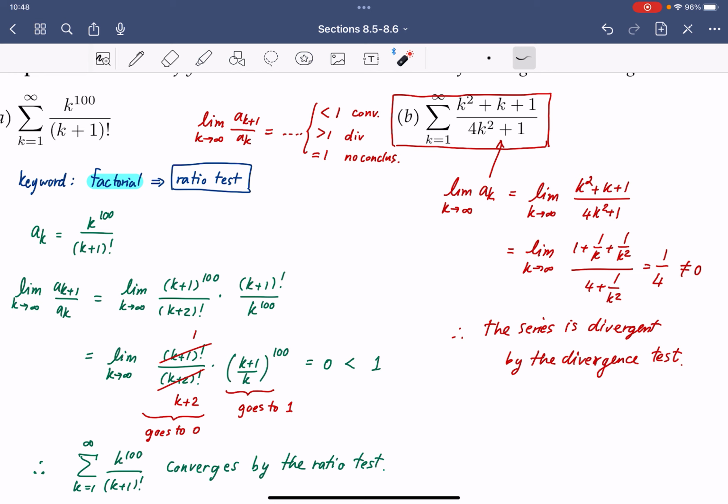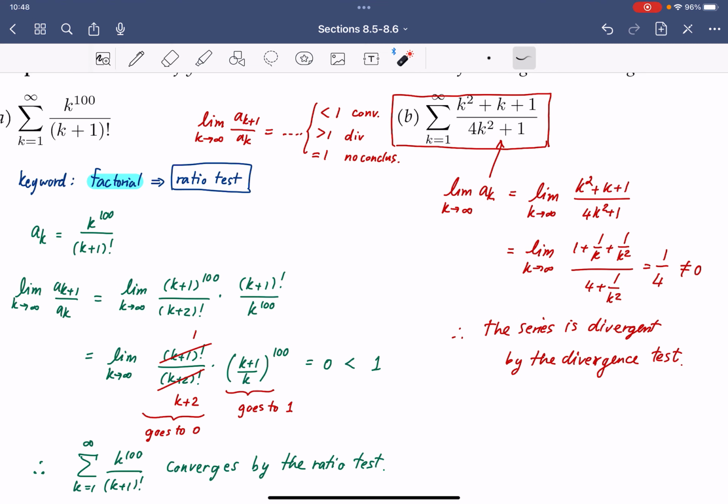And then if it is not equal to 0, you're going to conclude by the divergent test, similar to what you're going to see this Wednesday on the exam. When you see the series, if I didn't tell you which test to use, maybe try the divergent test first and see if the limit equals 0. If the limit is not equal to 0, you can conclude immediately that the series is divergent.